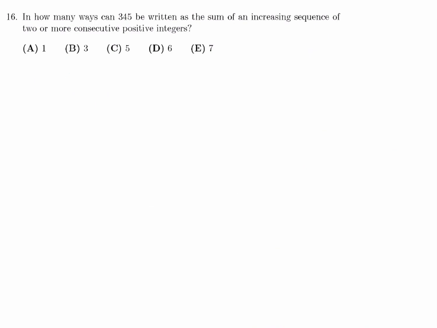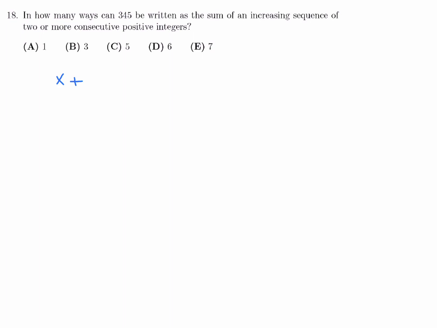In how many ways can 345 be written as the sum of an increasing sequence of 2 or more consecutive positive integers? So 2 or more. So we can have 2, and this would be 2x plus 1 is 345, and solving we get x equal to 172. So that means my numbers are 172 and 173.